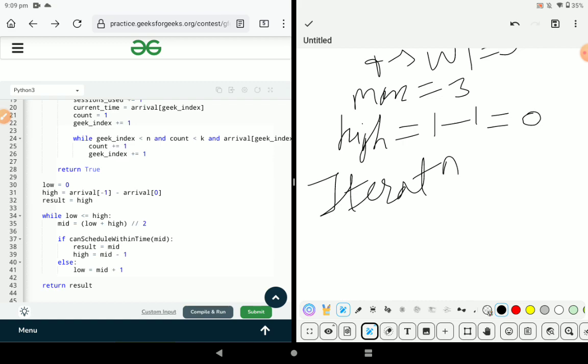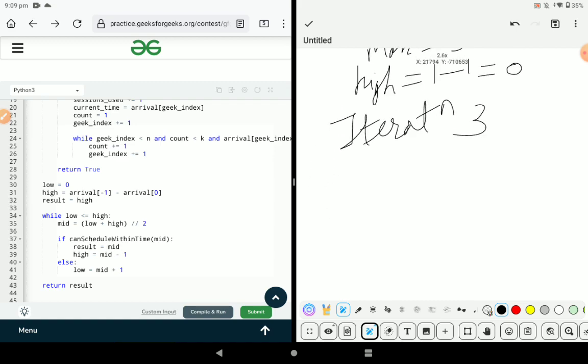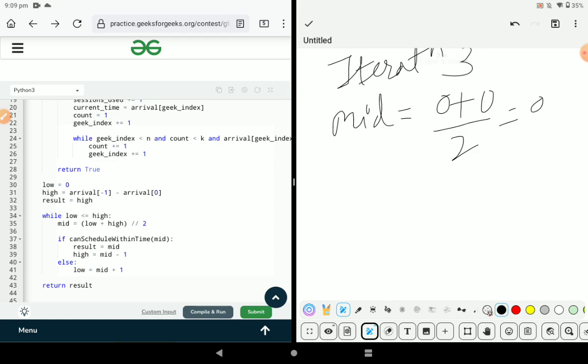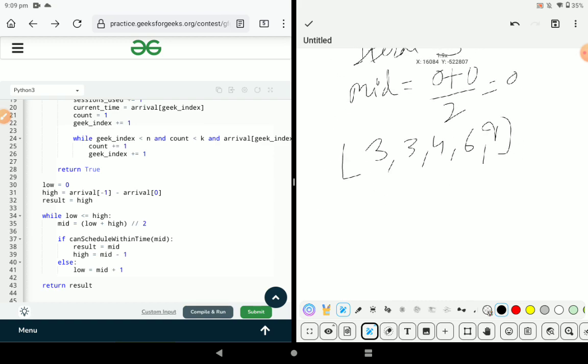Then iteration 3. Let's update mid. Mid equals 0 plus 0 by 2, which equals 0. We will start the first session at time equal to 0. Then the scheduled geeks will be 3, 3, 4, 6, 9. These are our scheduled geeks. We'll calculate the waiting time.